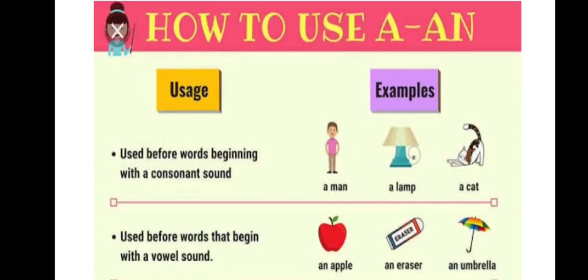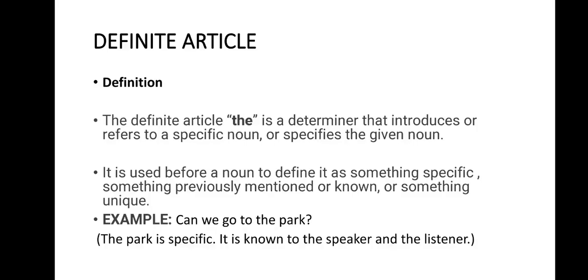Okay, now this example says more of that. A is used before words beginning with a consonant sound. You know what are consonants and what are vowels, right? So, a is basically used in front of consonants, those sounds which are not vowels. And where do we use an? In front of vowel sounds. An apple, an eraser, an umbrella, and so on.